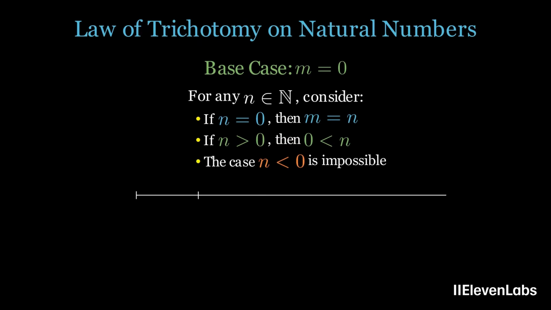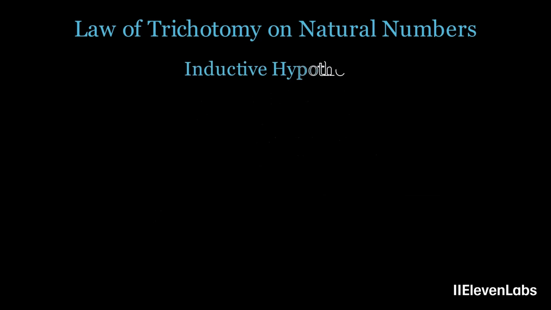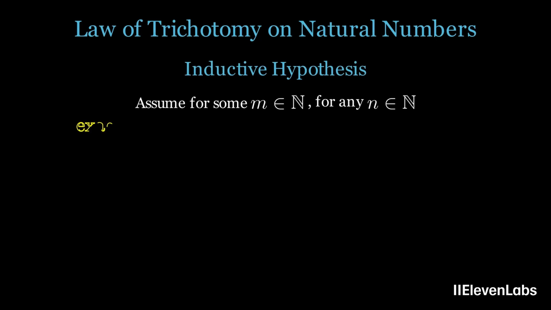If n is not equal to 0, then 0 plus n equals n, that is, 0 is less than n, a true statement. n less than 0 is impossible, because n plus k is not equal to 0 for any non-zero n, and for any natural number k. So the proposition holds true for m equals 0, and for any natural number n.